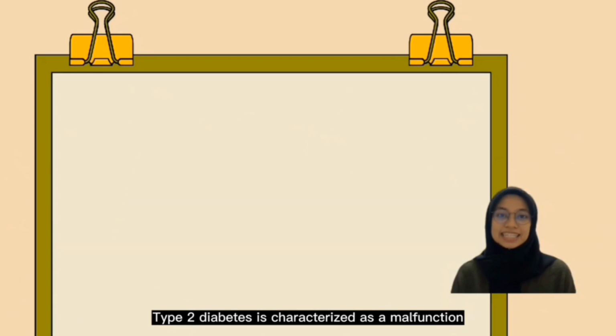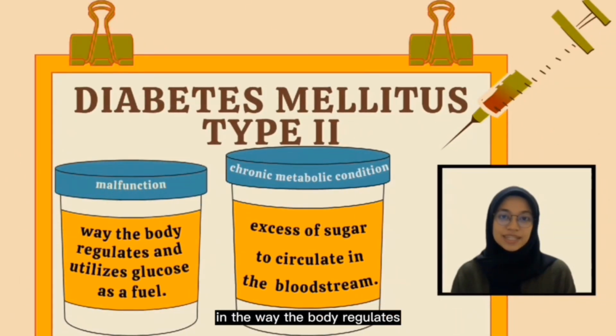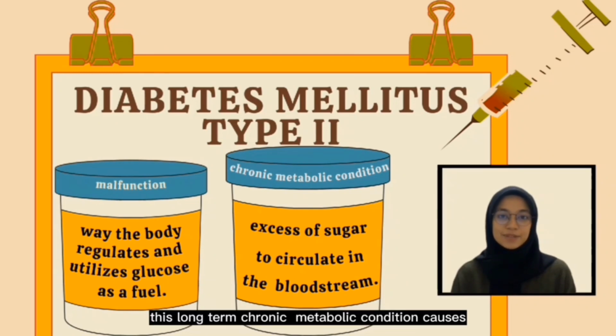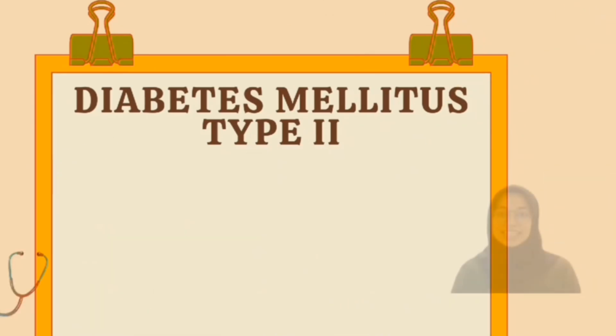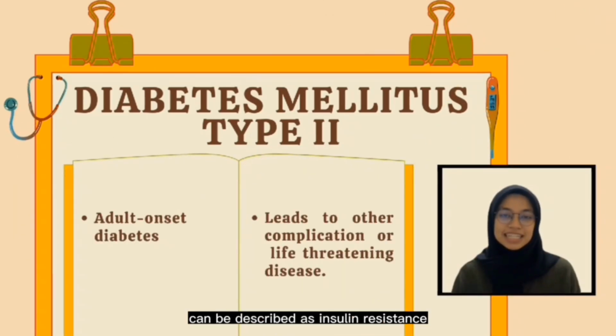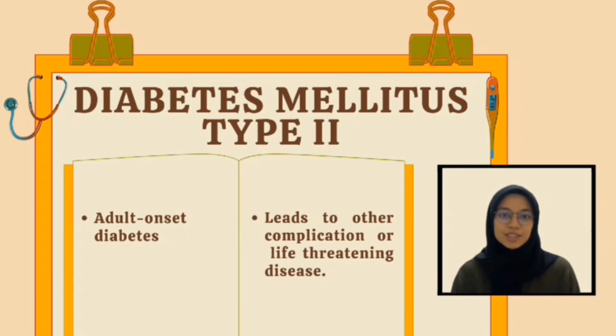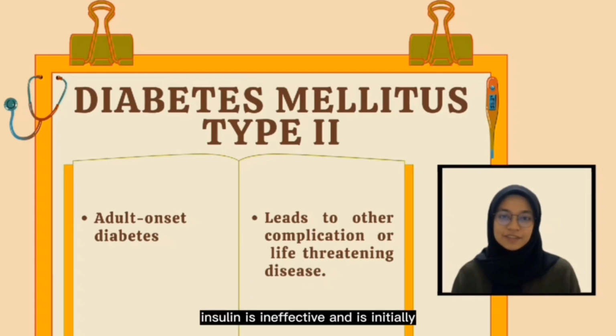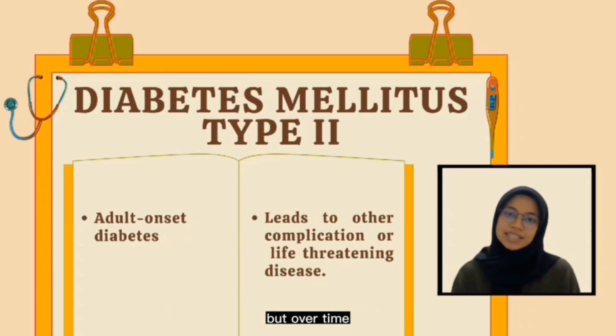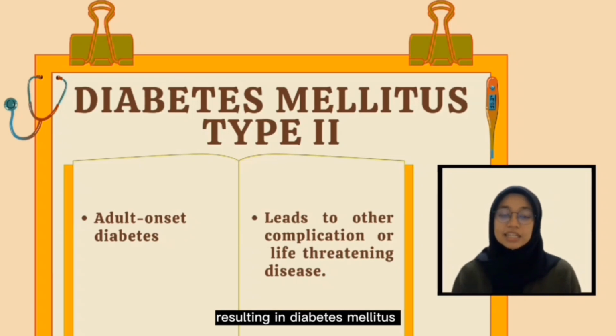Type 2 diabetes is characterized as a malfunction in the way the body regulates and utilizes glucose as a fuel. This long-term chronic metabolic condition causes an excess of sugar to circulate in the bloodstream. Generally, this disease can be described as insulin resistant, due to the response to insulin being diminished. During this state, insulin is ineffective and is initially countered by an increase in insulin production to maintain glucose homeostasis. But over time, insulin production decreases, resulting in diabetes mellitus type 2.